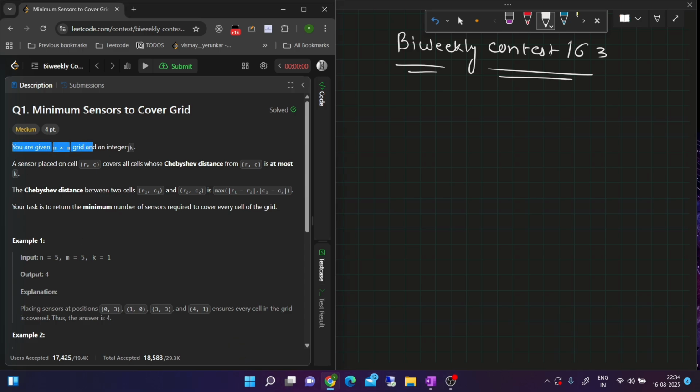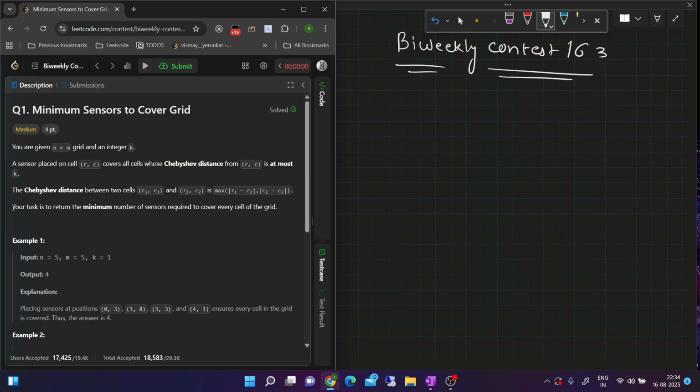So we are given a grid of dimensions n into m and an integer k, and a sensor is placed at a particular cell having coordinates r and c, and this cell covers all the neighboring cells having Chebyshev distance from r, c at most k. Okay, and the Chebyshev distance between two cells having coordinates r1, c1 and r2, c2 is the maximum of the difference between the rows and the difference between the columns, and we take their absolute value, and which one is the maximum is the Chebyshev distance between those two cells.